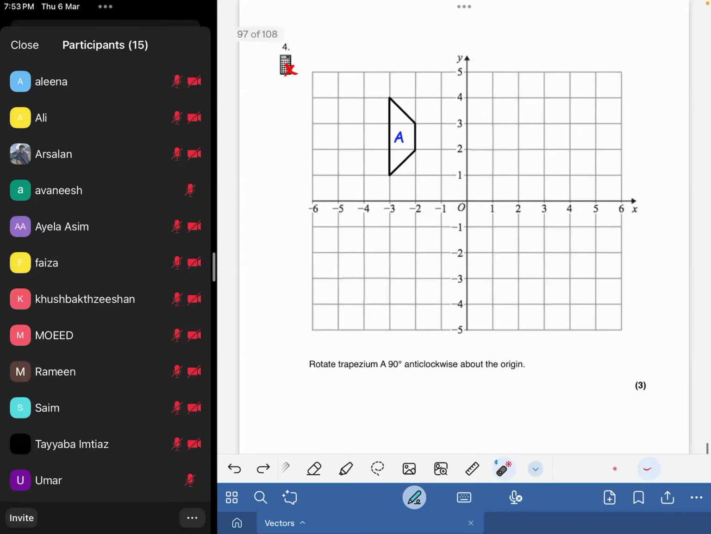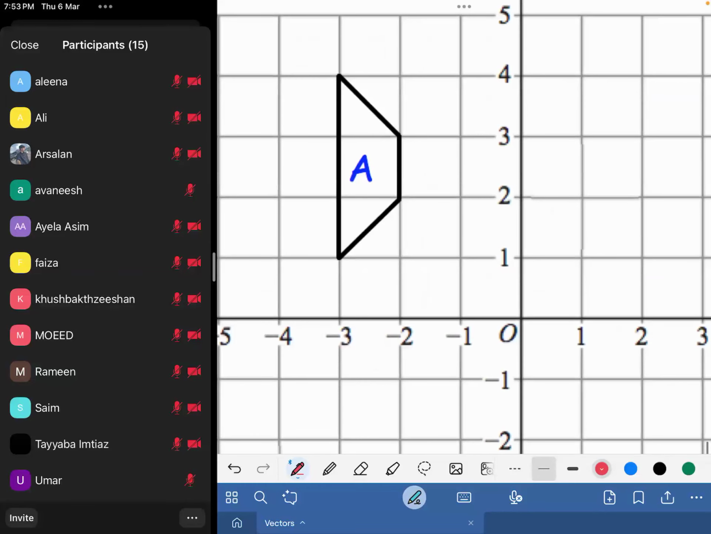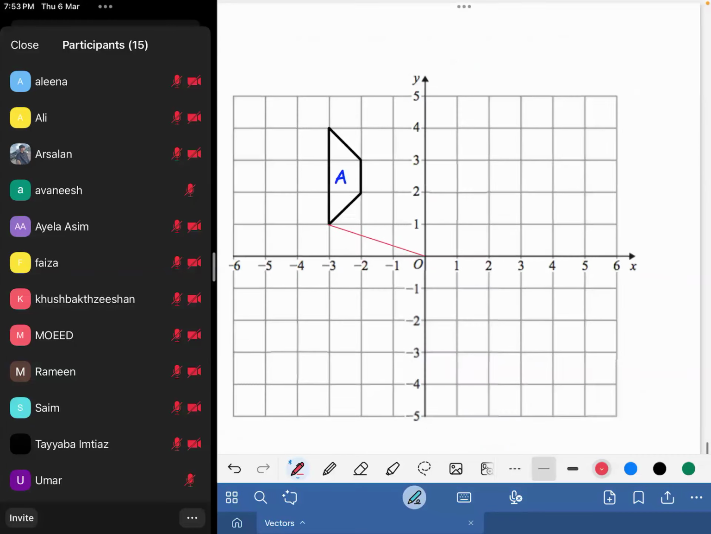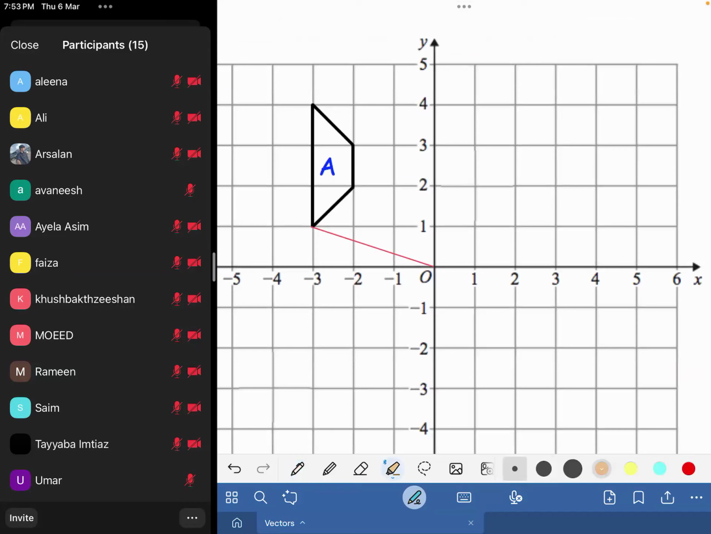Proceeding, look at this shape. Rotate trapezium 90 degrees clockwise about the origin. Okay, first step, mark center. So let's mark the center now and its origin. Okay, so now I'm going to draw L now. Agree? So that is very much obvious that you can do with a trial and error method as well.